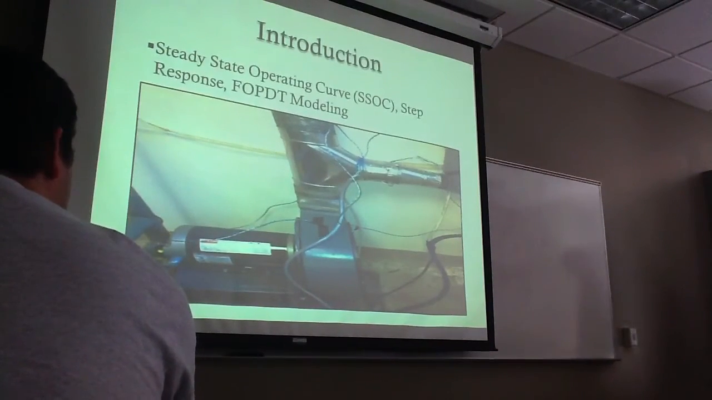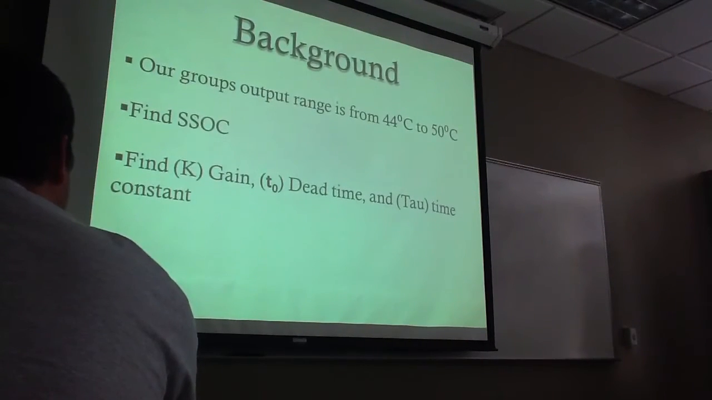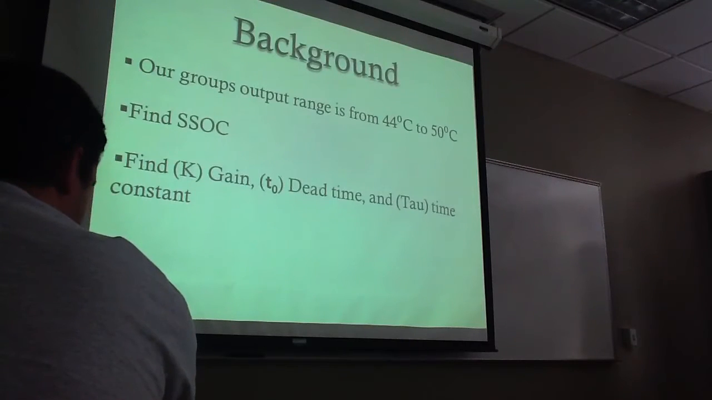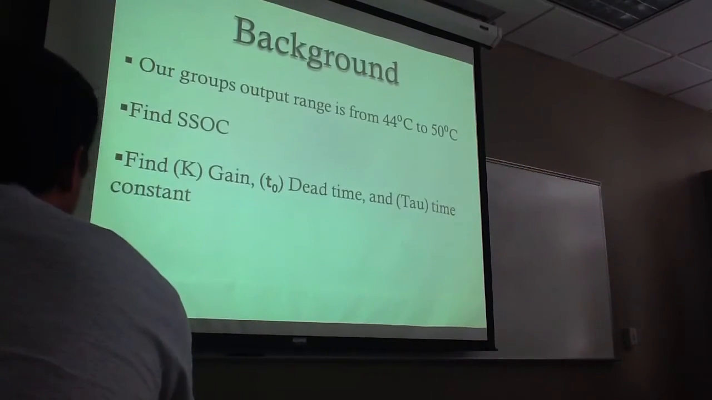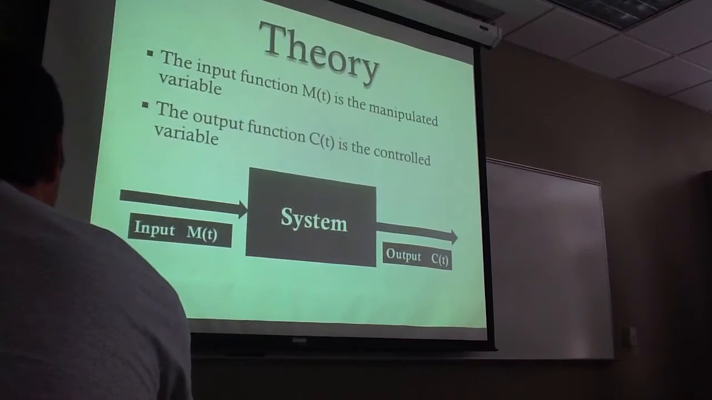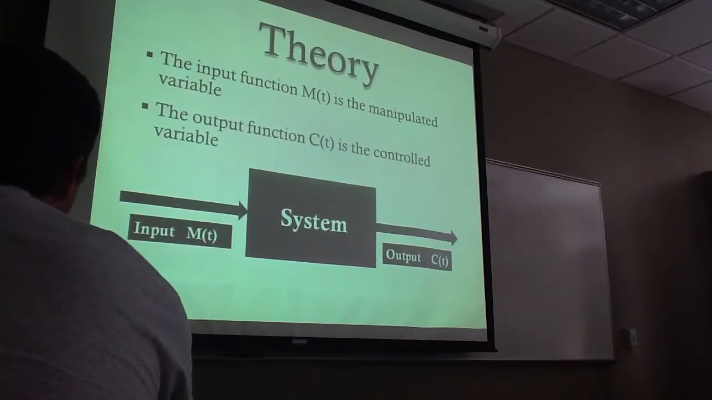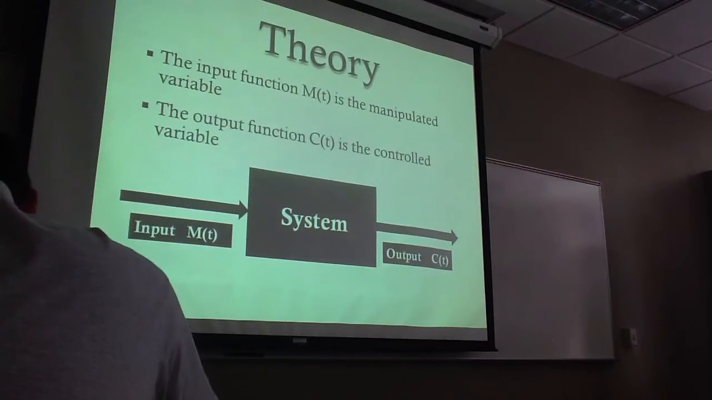So our group had an output of 44 to 50 degrees Celsius, and we were supposed to find the steady state operating curve, and for the step response system we had to find gain, the dead time, and the time constant. This is our block diagram for our system. We have a manipulated input that can be changed, and it gives a controlled output that is measured in degrees Celsius.